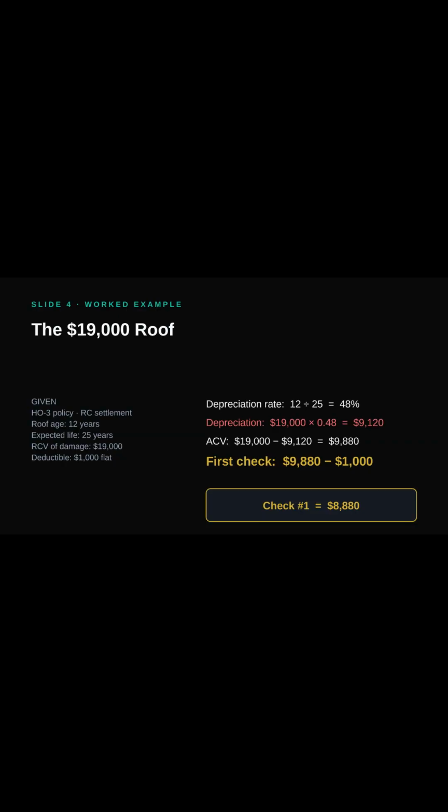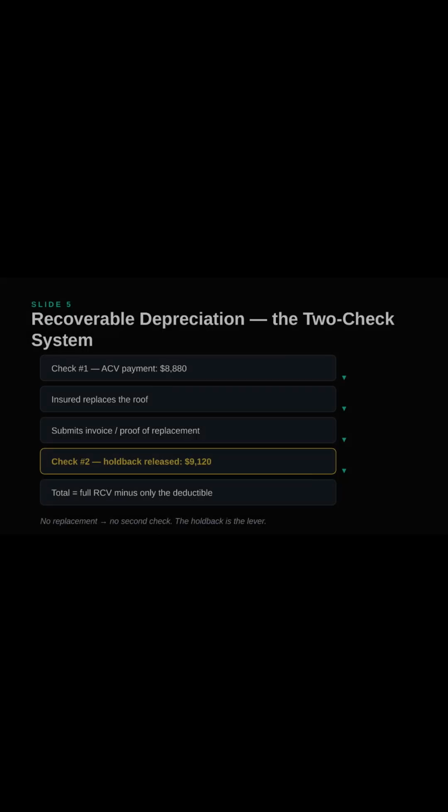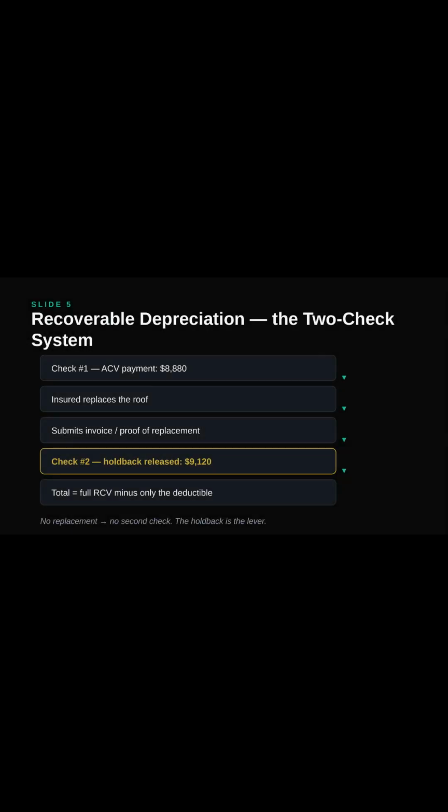The depreciation, that $9,120, is held back. When the insured actually replaces the roof and submits the invoice, the carrier releases the holdback. Total recovery? Full replacement cost, minus only the deductible. Why the two-step? It prevents profit from a loss. An insured who takes the ACV check and never replaces the roof keeps $8,880, but not the full $19,000. The holdback is the lever.